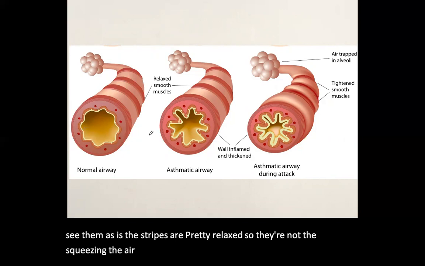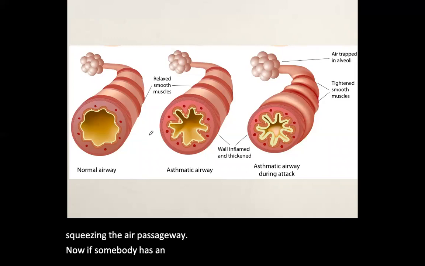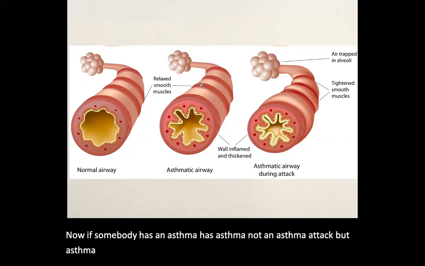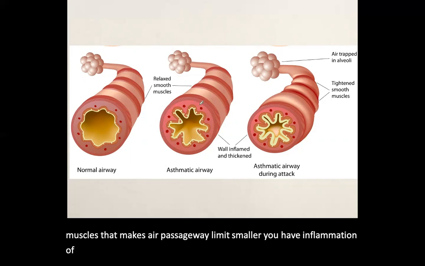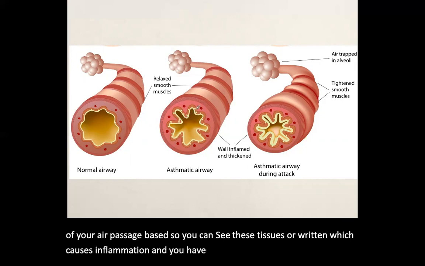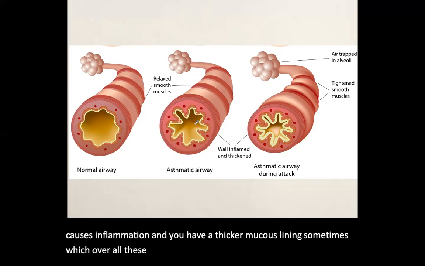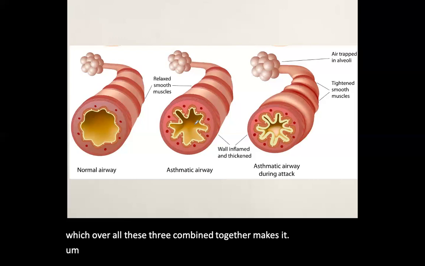Now, if somebody has asthma, not an asthma attack, but asthma as a medical condition, typically you have contractions of these muscles. That makes the air passageway a little bit smaller. You have inflammation of your air passageway. So you can see these tissues are reddened, which indicates inflammation. And you have a thicker mucus lining sometimes, which, these three combined together, makes it harder for the individual to breathe.